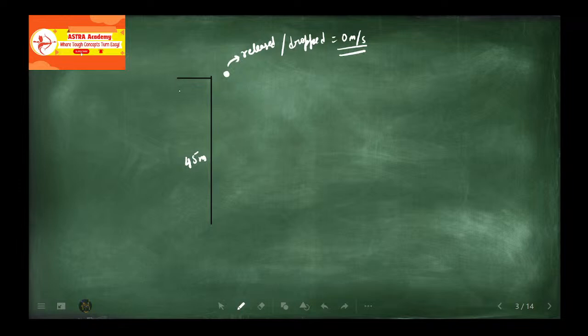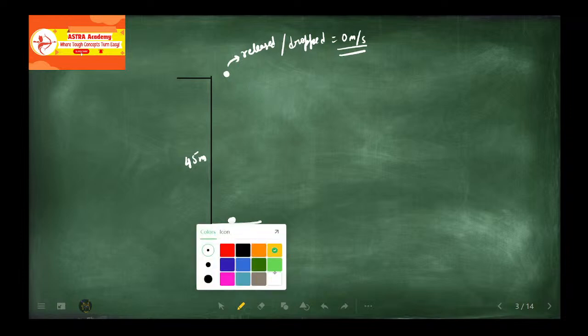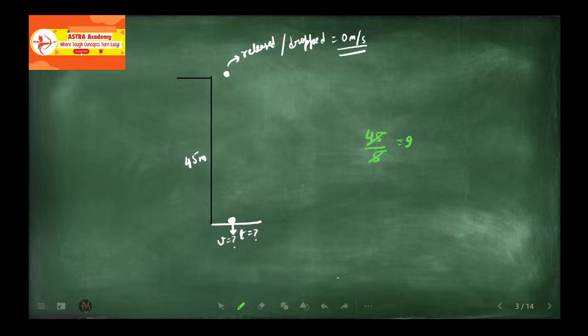Now since the terrace is at rest, tell me the time it will take in reaching the ground. Tell me the time and the speed, and please increase your speed as soon as possible. Please give the answer. It is very easy. 45 by 5, it is how much? 9. Sorry, 9 will come. Okay, now 9, and the unit will be seconds squared.